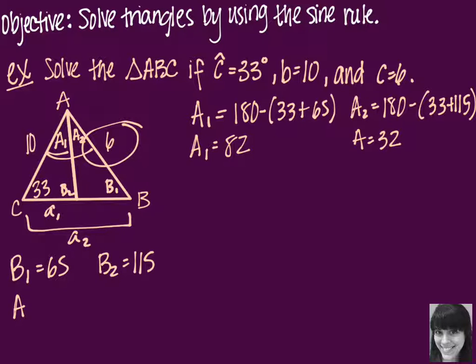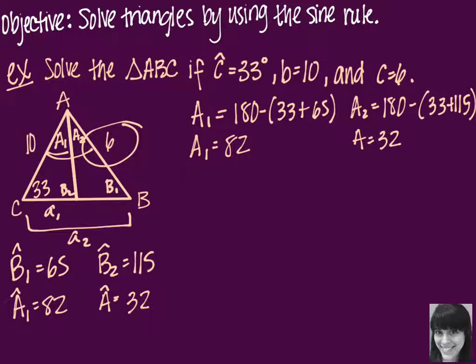Oh, and I should be putting the angle, sorry. Okay, so angle A1 is 82, and angle A2 is going to be 32 degrees. Okay, and now all we have to do is find the sides A1 and A2.